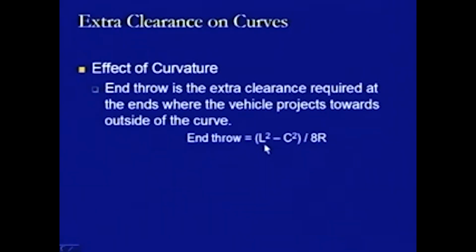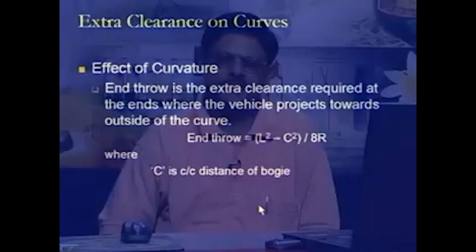So, therefore, this is L square minus c square divided by 8r, instead of c square divided by 8r, as we have taken in the previous case. Here c is the center to center distance of the bogie. This is how it is defined in terms of the wagon or the rolling stock. So, we have to find out the center to center distance of the bogies. This is one thing. Then L is the length of the vehicle.